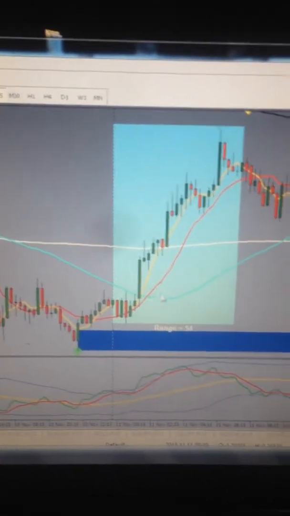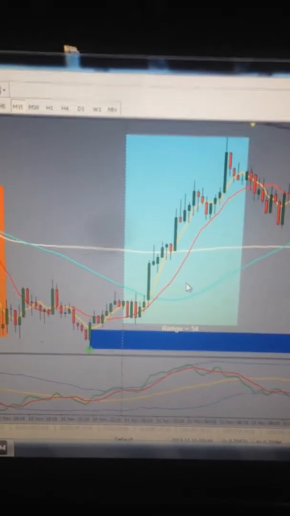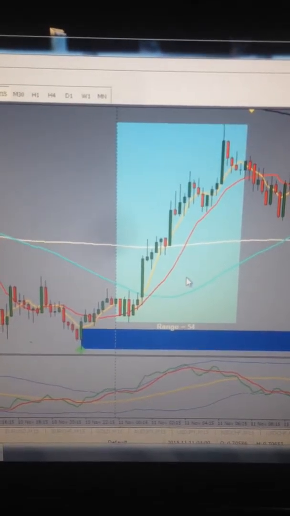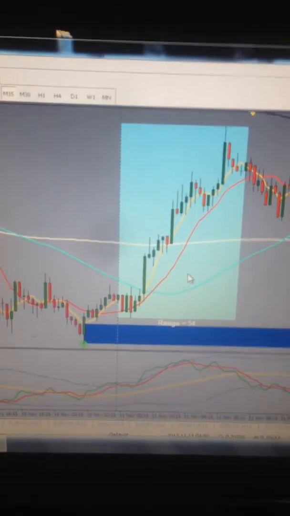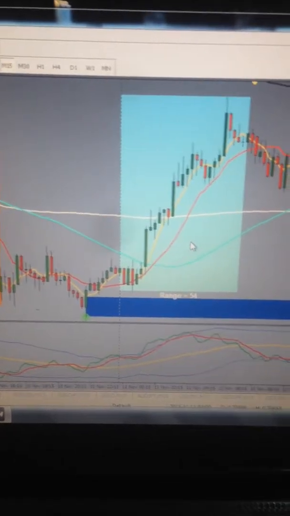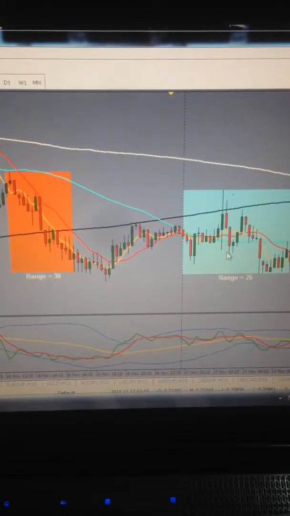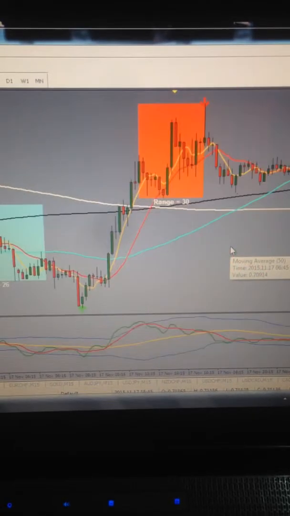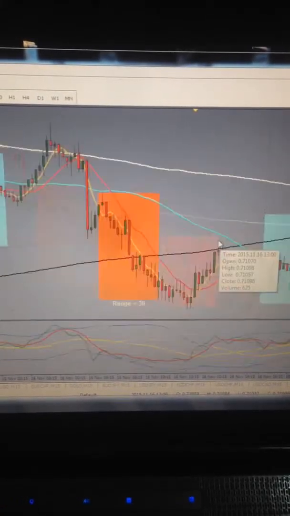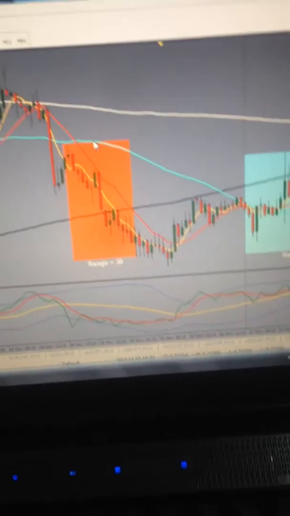Okay, let me show you how to identify stop hunts coming out from the Asian session, stop hunts breaking out from the Asian session.